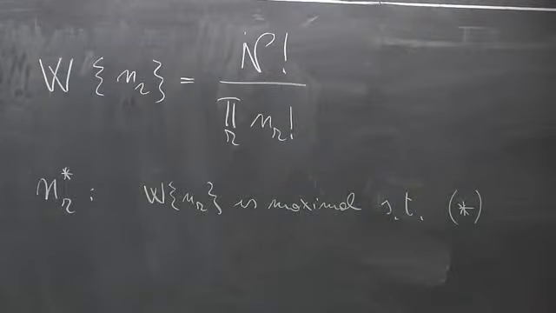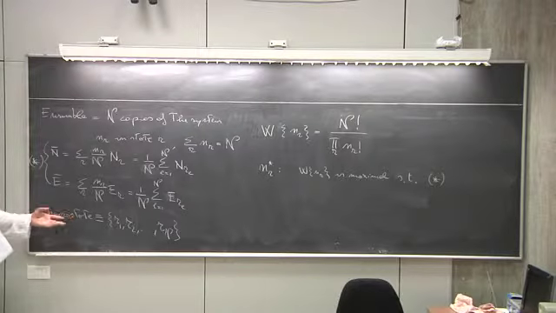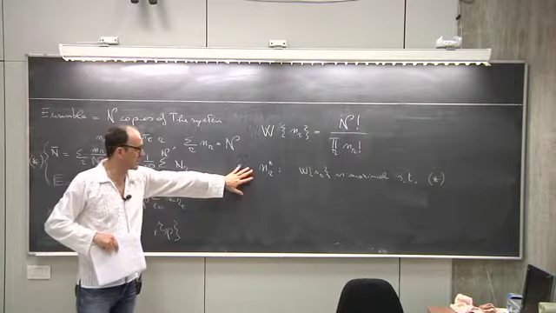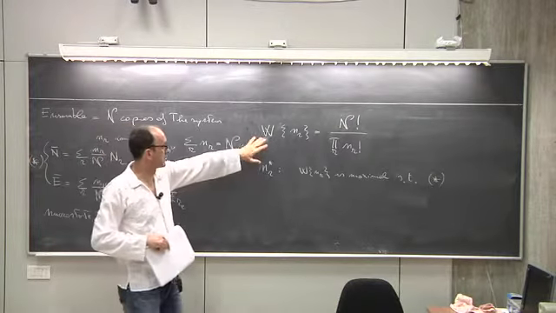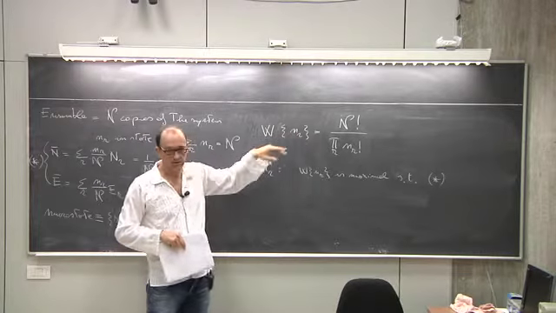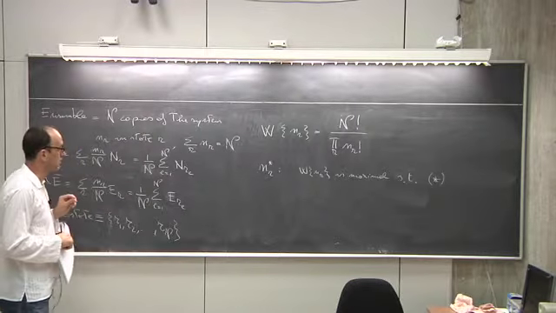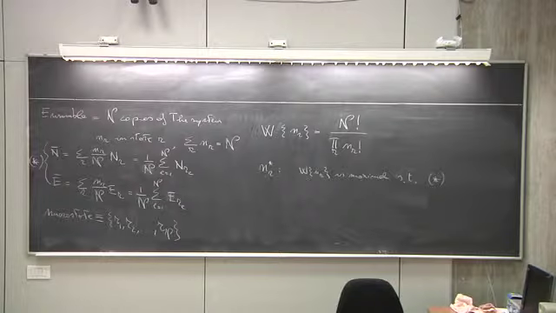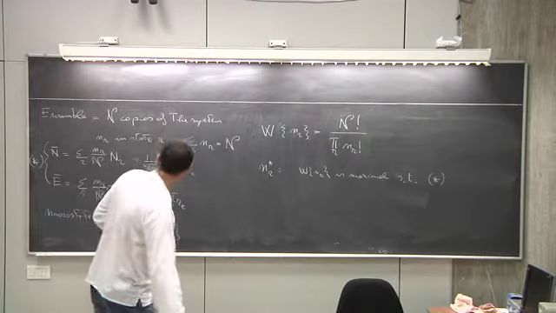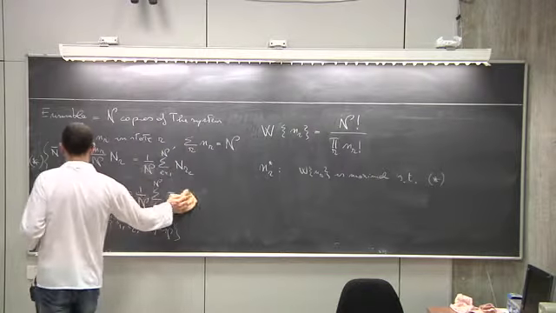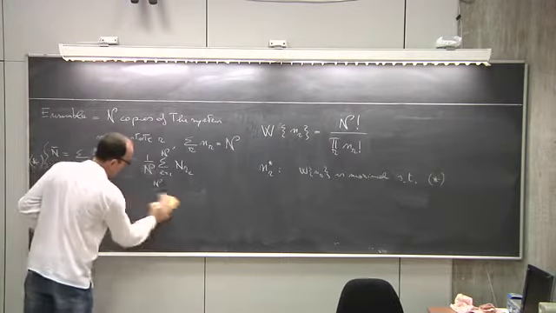Essentially, as in the canonical ensemble, what I will find is that almost all microstates will have an occupation number equal to this nr star, because this is a quantity which is very sharply peaked at nr star. So how do we do this calculation? Again, this is just constrained optimization.